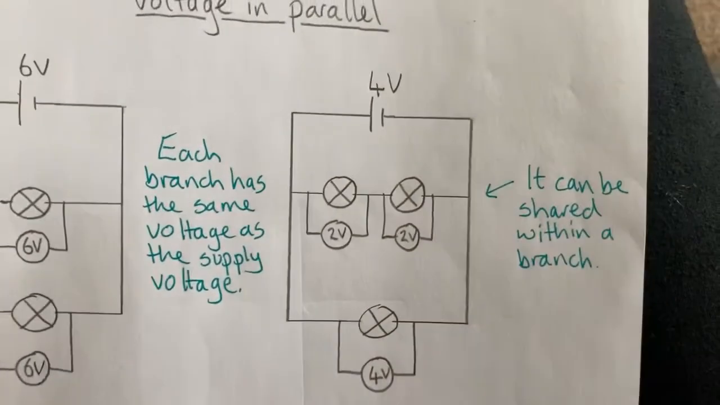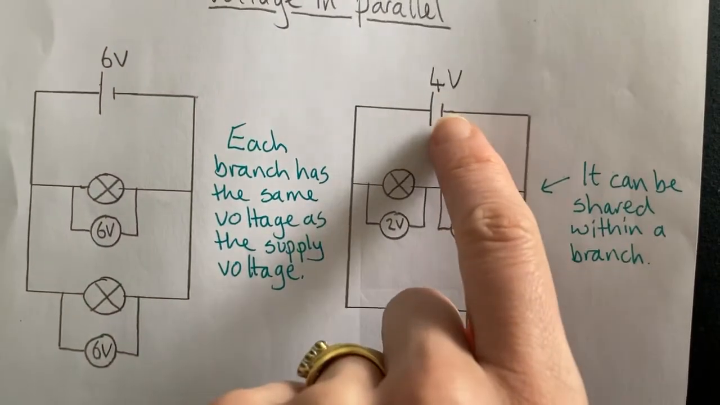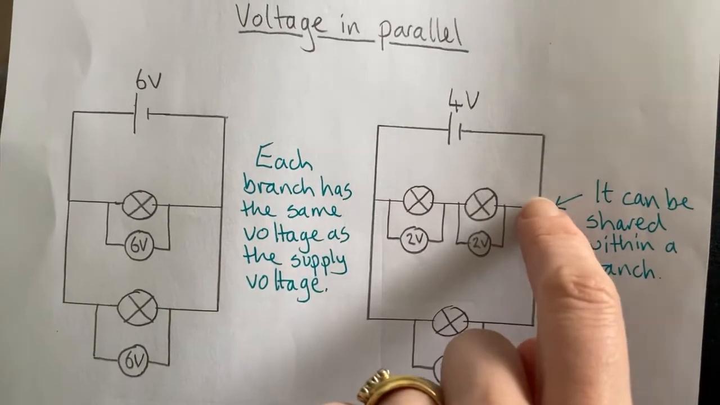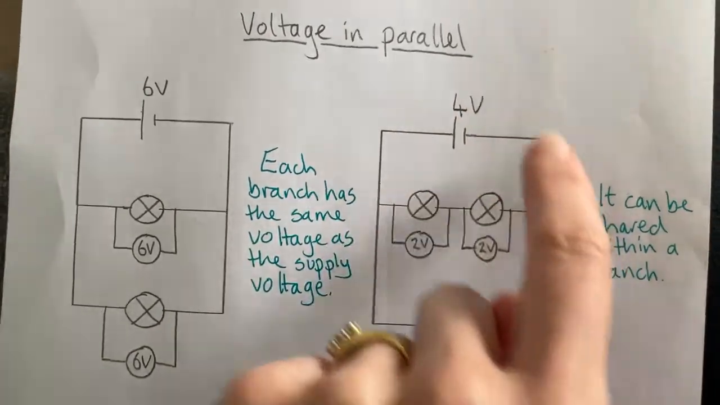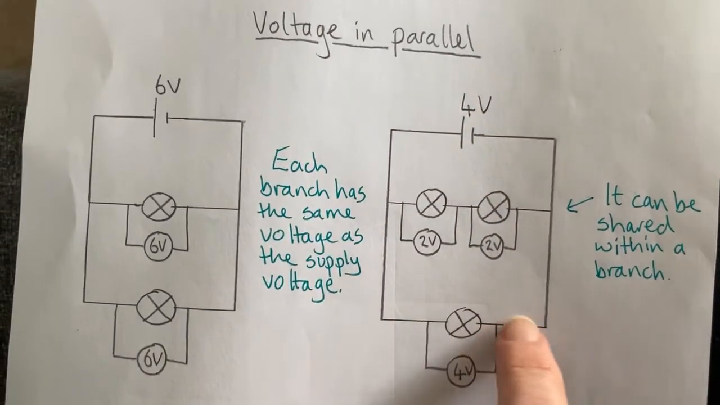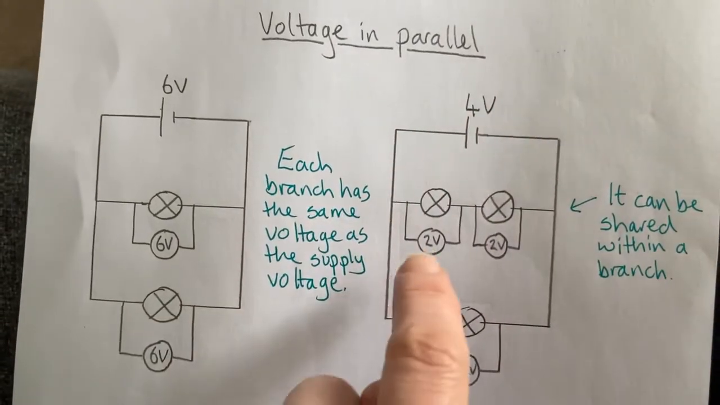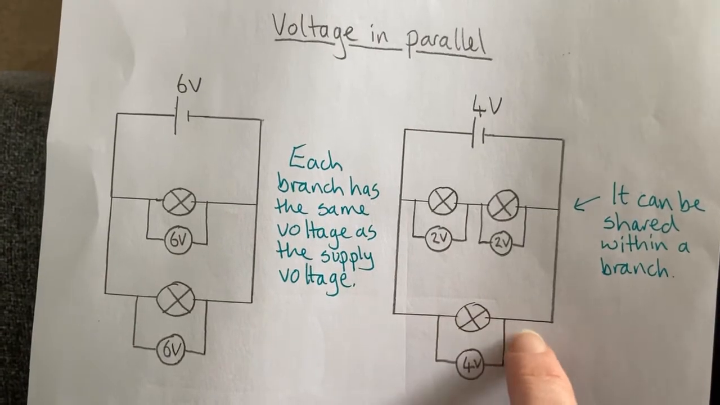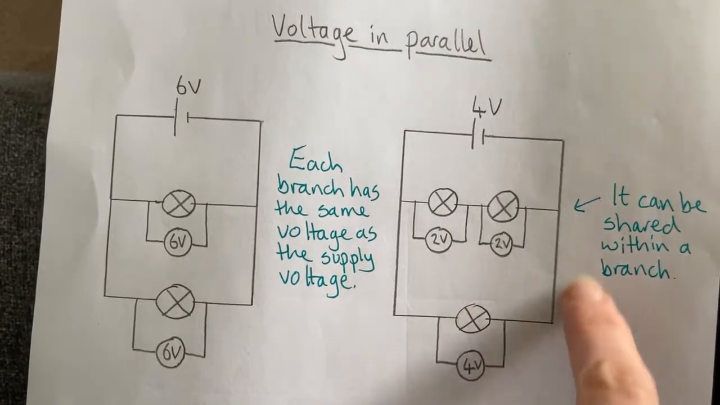So same here. We've got 4 volts up here. So that means that the electrons that go this way have got 4 volts to give to their components. The electrons that go this way have got 4 volts to give to their components. Look at the bottom branch first. So those ones have only got to go through one lamp. So that lamp gets all 4 volts.